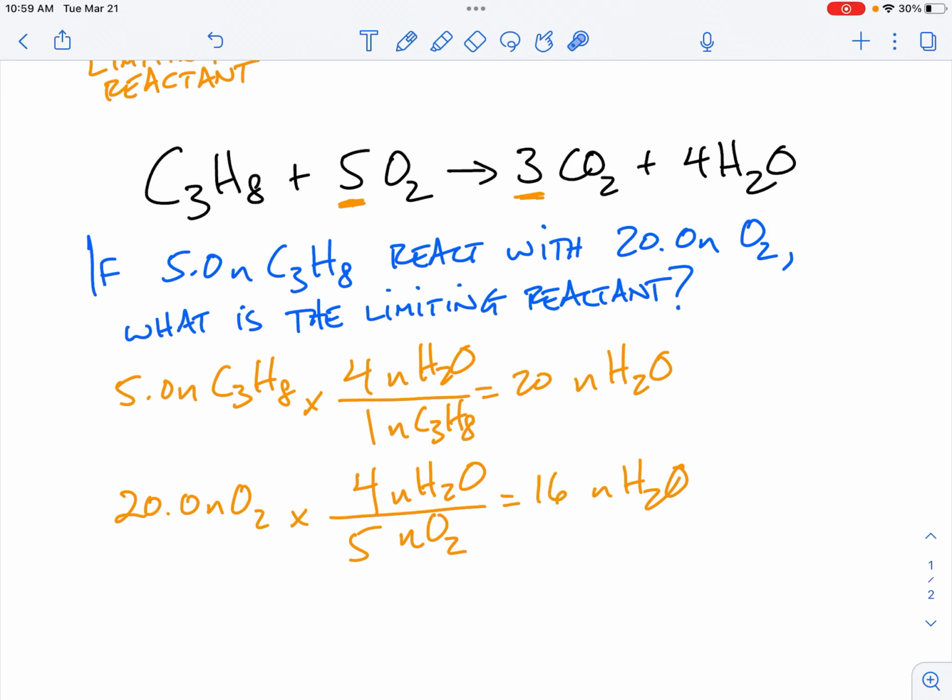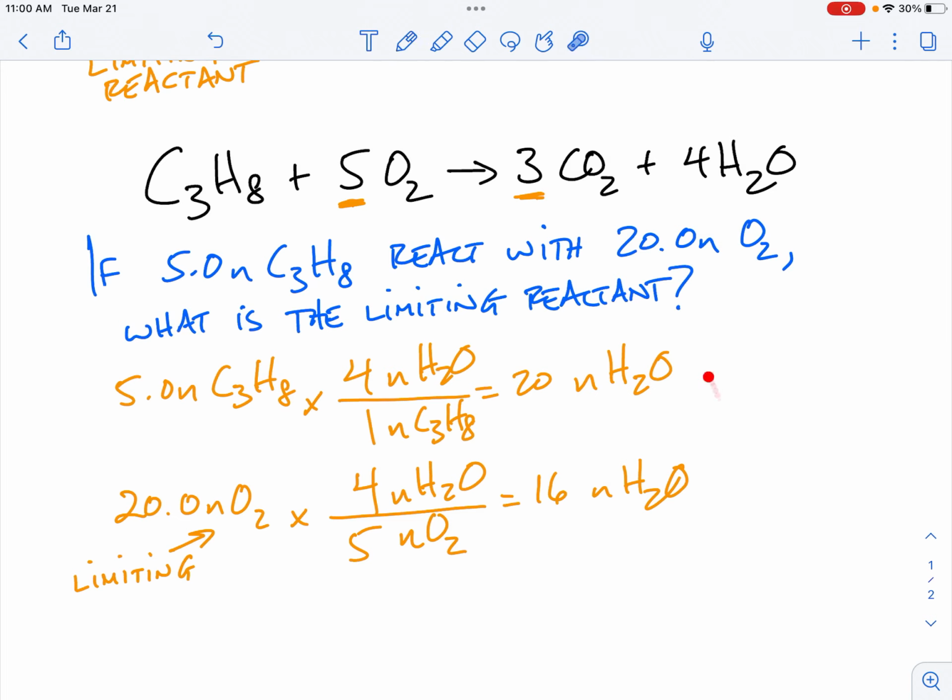Okay, so what we see again here is that the smaller amount of product is coming from the oxygen, and so again, that's how we would identify the oxygen as the limiting reactant, because it produces the smaller amount of product.